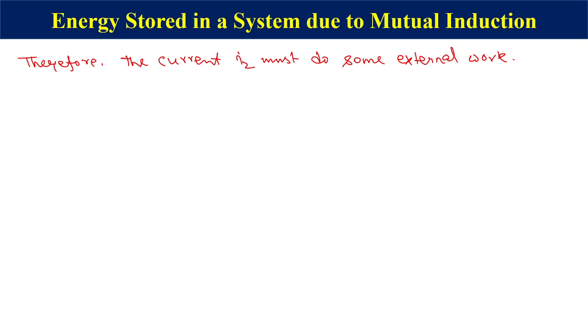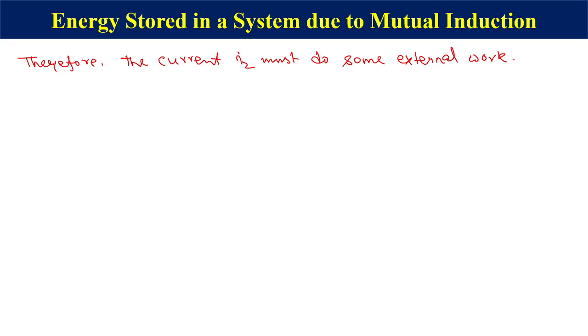Actually, who is doing this work? The source which is providing this current I2 has to supply or maintain the current I2 against the opposing current due to the induced EMF epsilon 2. So that particular source is doing the external work, and this work will be stored as energy in the system.